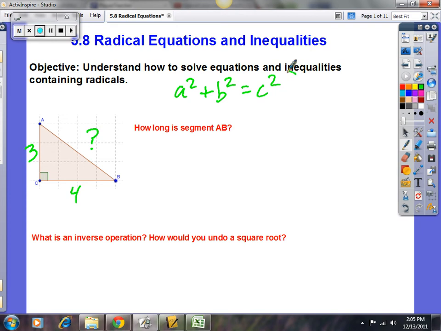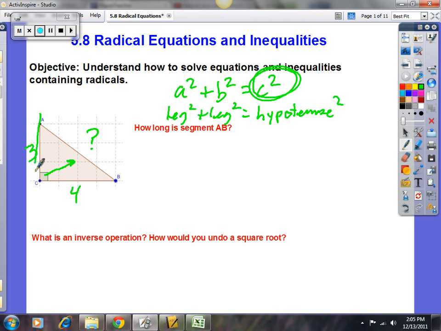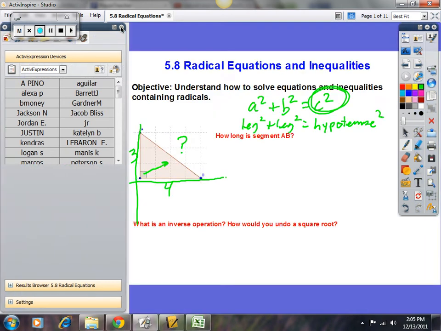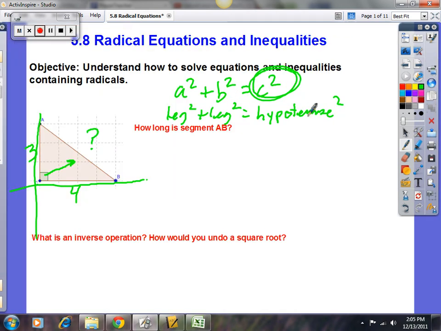The only thing you need to be really good at is identifying C. This is leg squared plus leg squared equals hypotenuse. Which one is the hypotenuse, or which one's C? It's always opposite the 90-degree angle. Your legs are going to be this vertical guy and this horizontal guy. They're perpendicular. So hypotenuse is going to be the question mark.